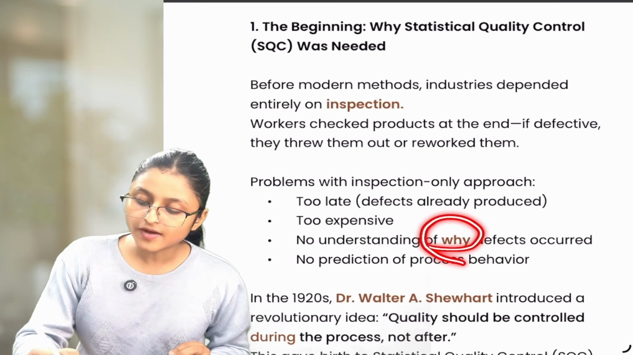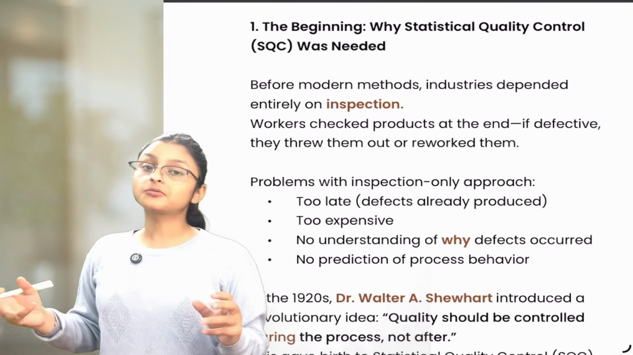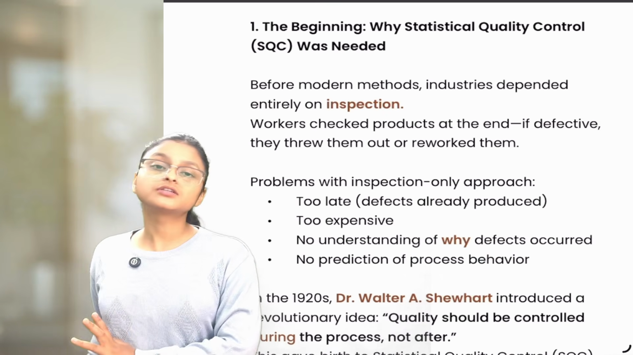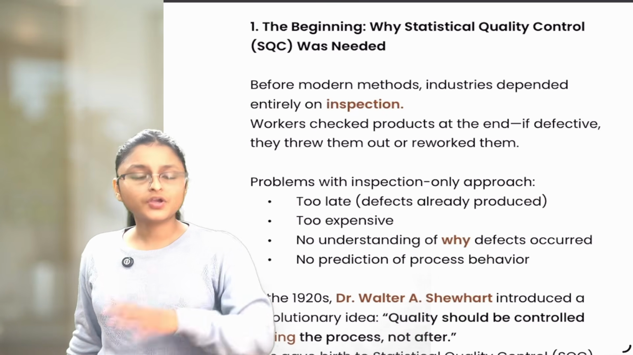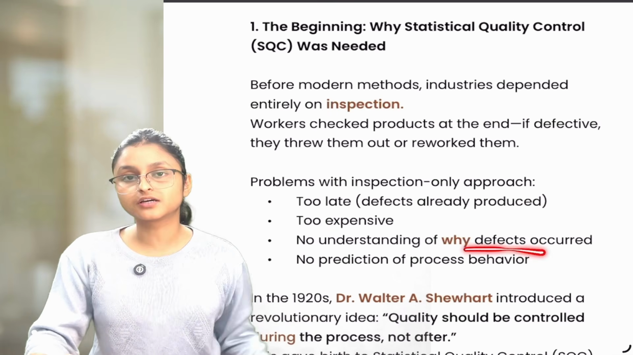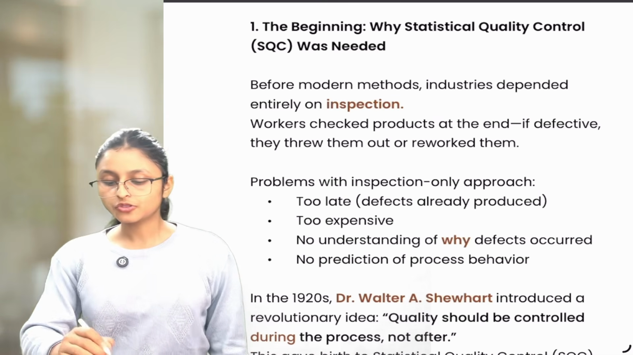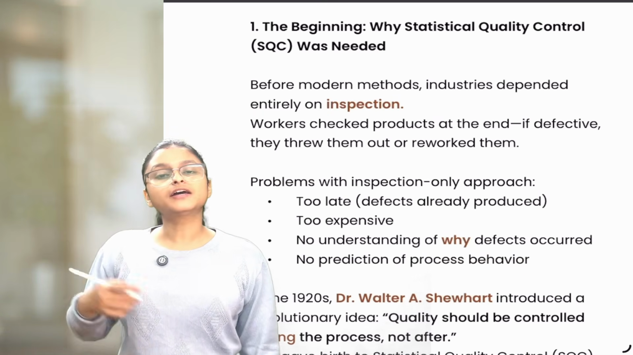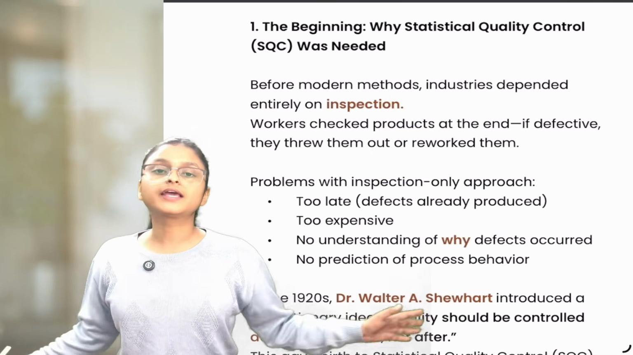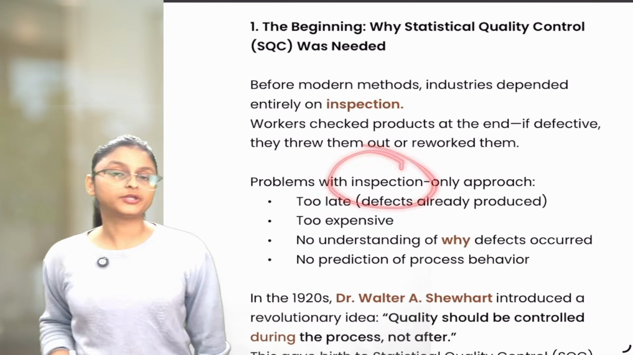No understanding of why defects occurred. In inspection, our focus is not on understanding why this defect occurred, that we need to cure it, we need to make sure that this defect doesn't occur next time. We are not focusing on that. Our focus is not on finding why defect occurred. Our focus is only on finding the defects. No prediction of process behavior. Why are processes behaving like this? Why are so many defects occurring? Nothing has been thought by the organization when they were using the inspection only approach.